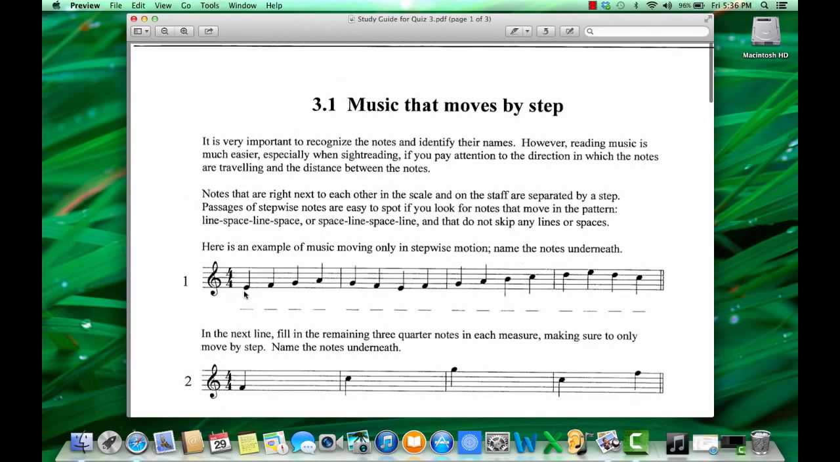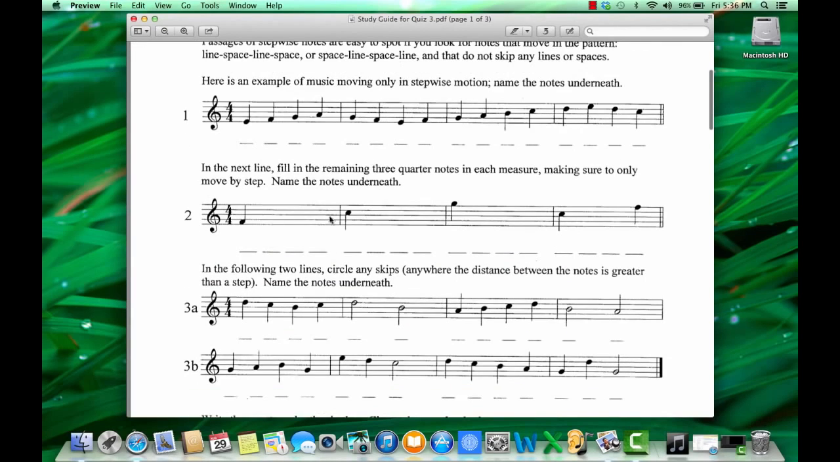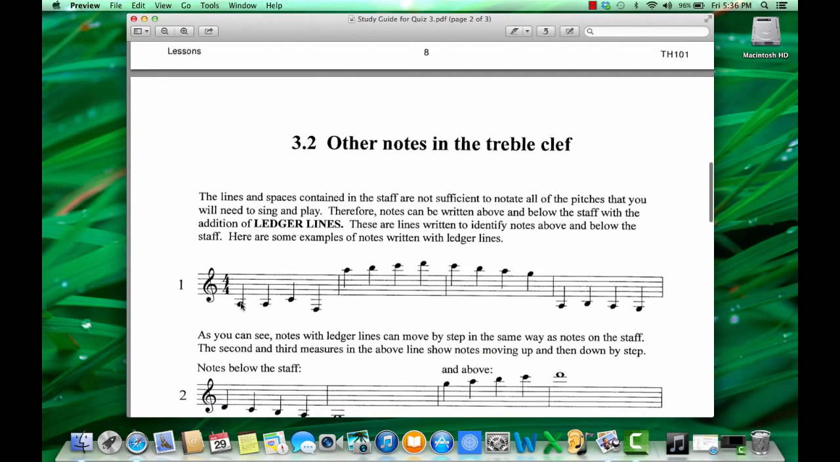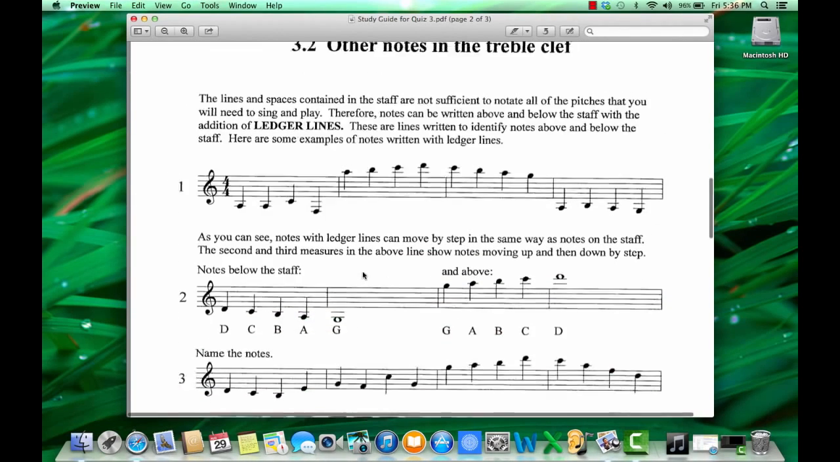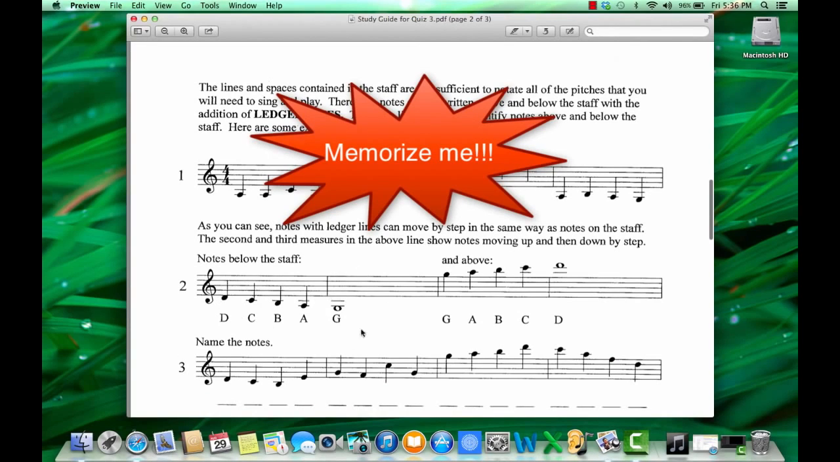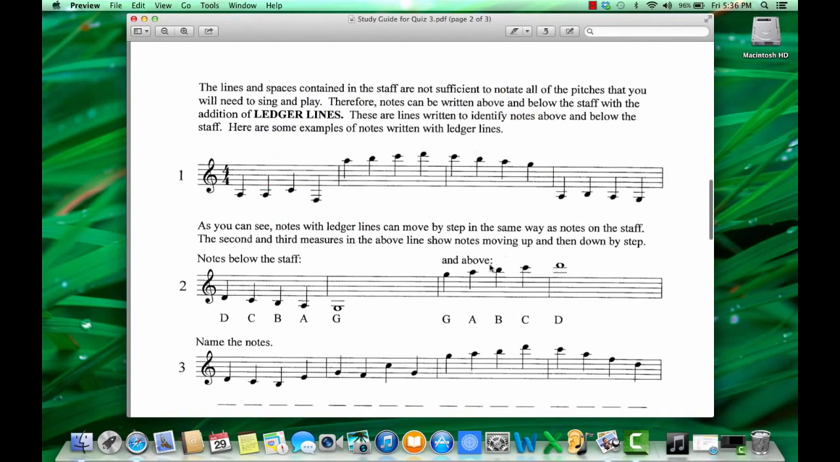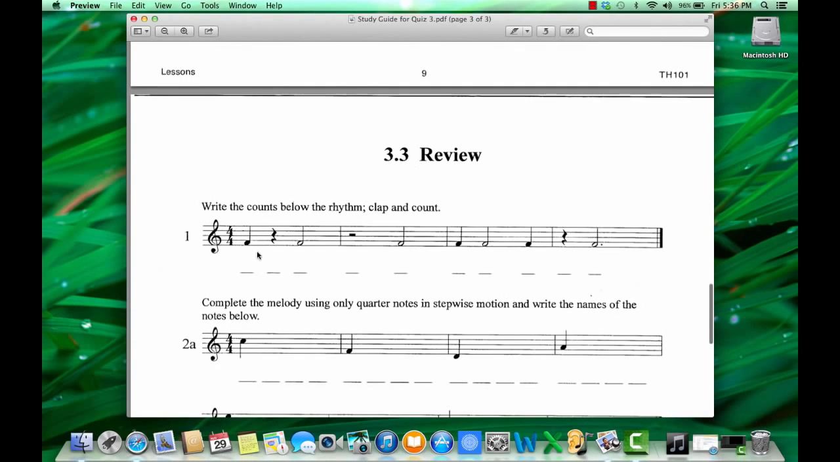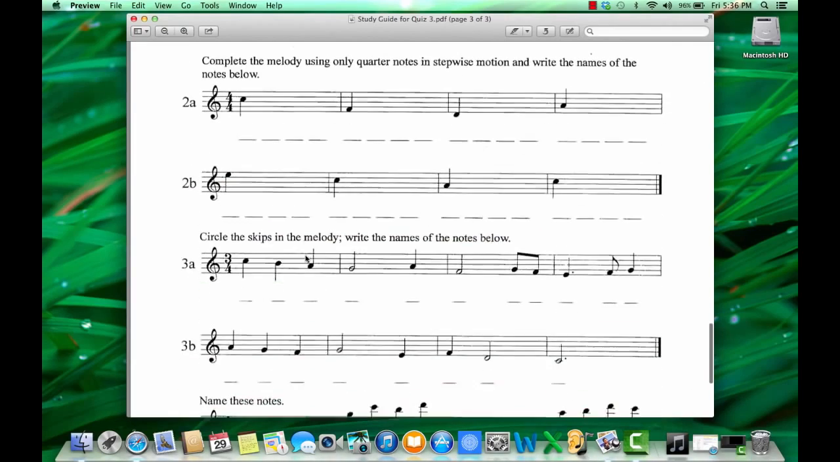Music that moves up and down without skipping notes is called stepwise motion. You're beginning to compose your own melodies. And you're learning about notes that are below the staff and above the staff. You're going to memorize this to succeed in your quiz and review how to count. Now we have rests in which we don't clap.